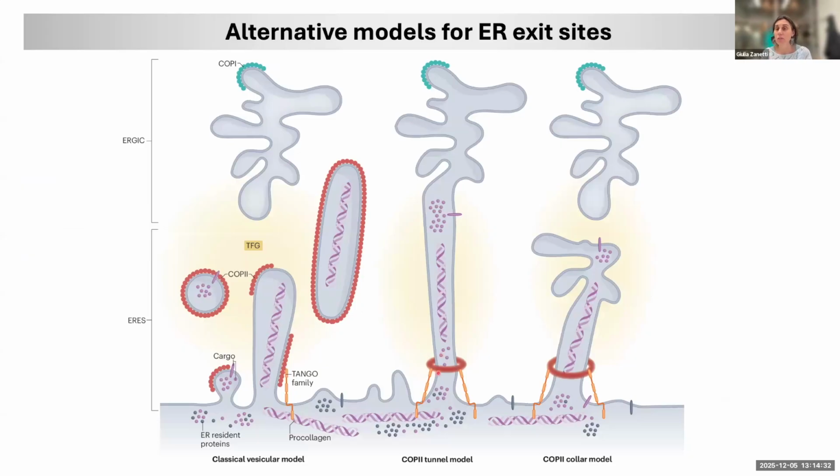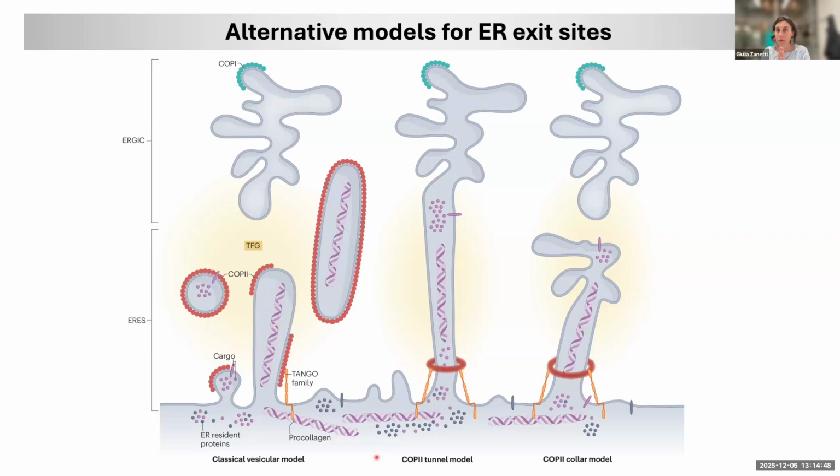And these alternative models are quite suggestive because the classic vesicular transport model doesn't really explain how large and abundant cargoes, such as collagens, one of the main components of our extracellular matrix, are transported. So that's the end of the introduction.